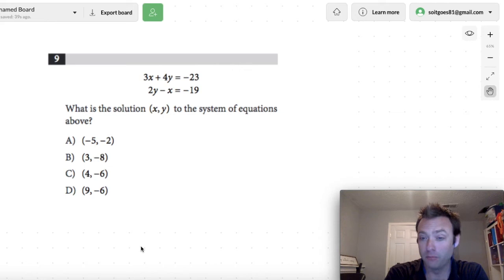Putting in numbers in place of the variables. So how can we do that here with this question?